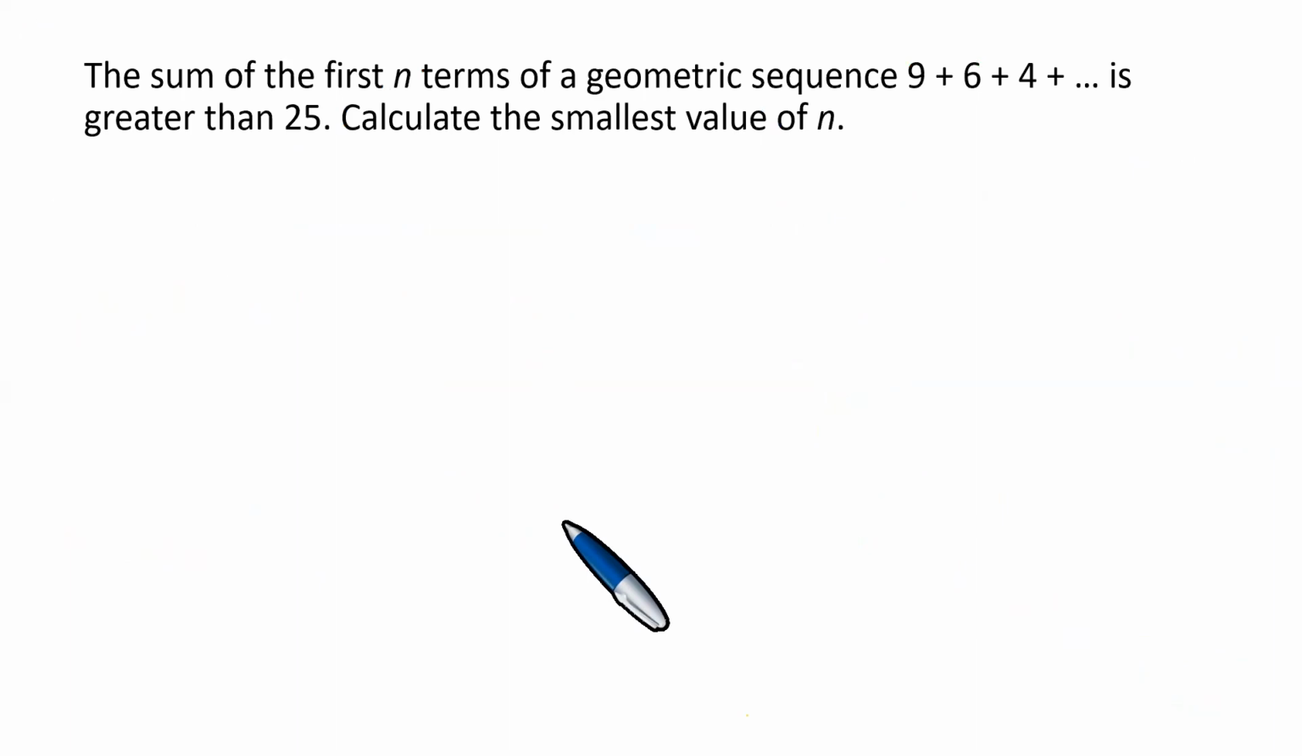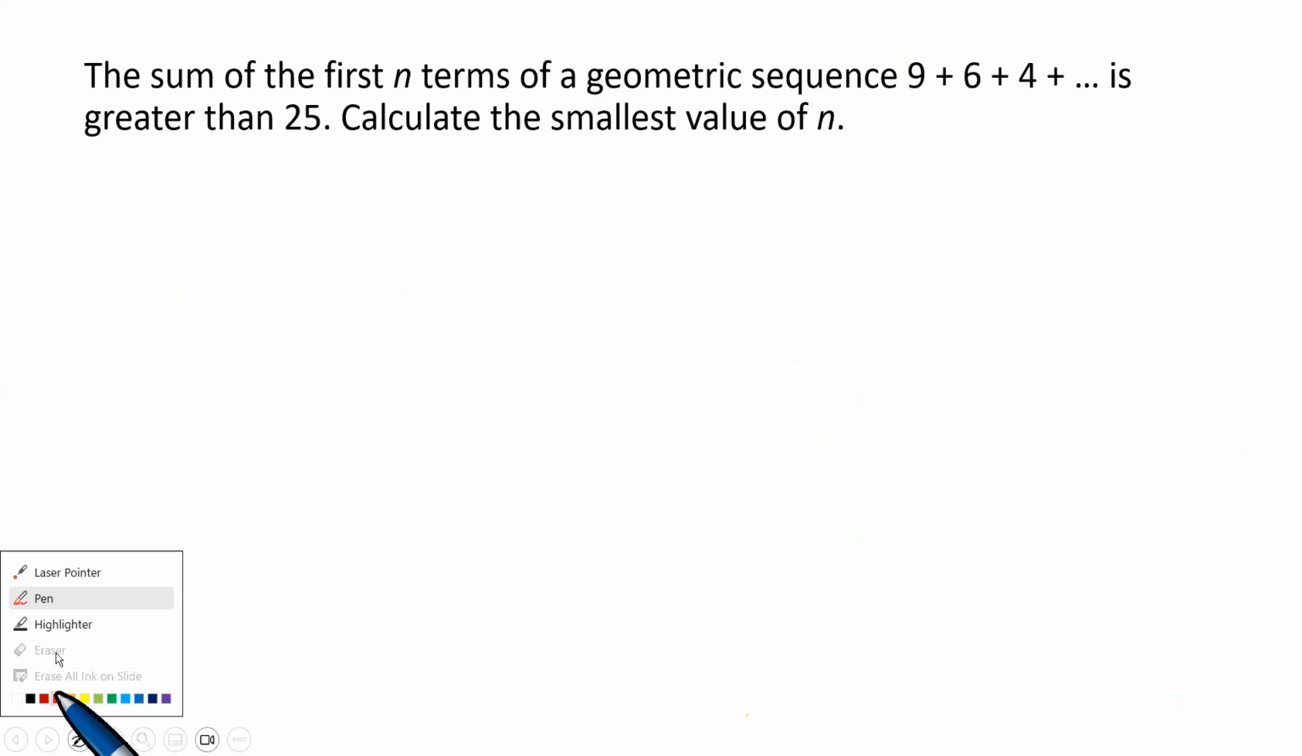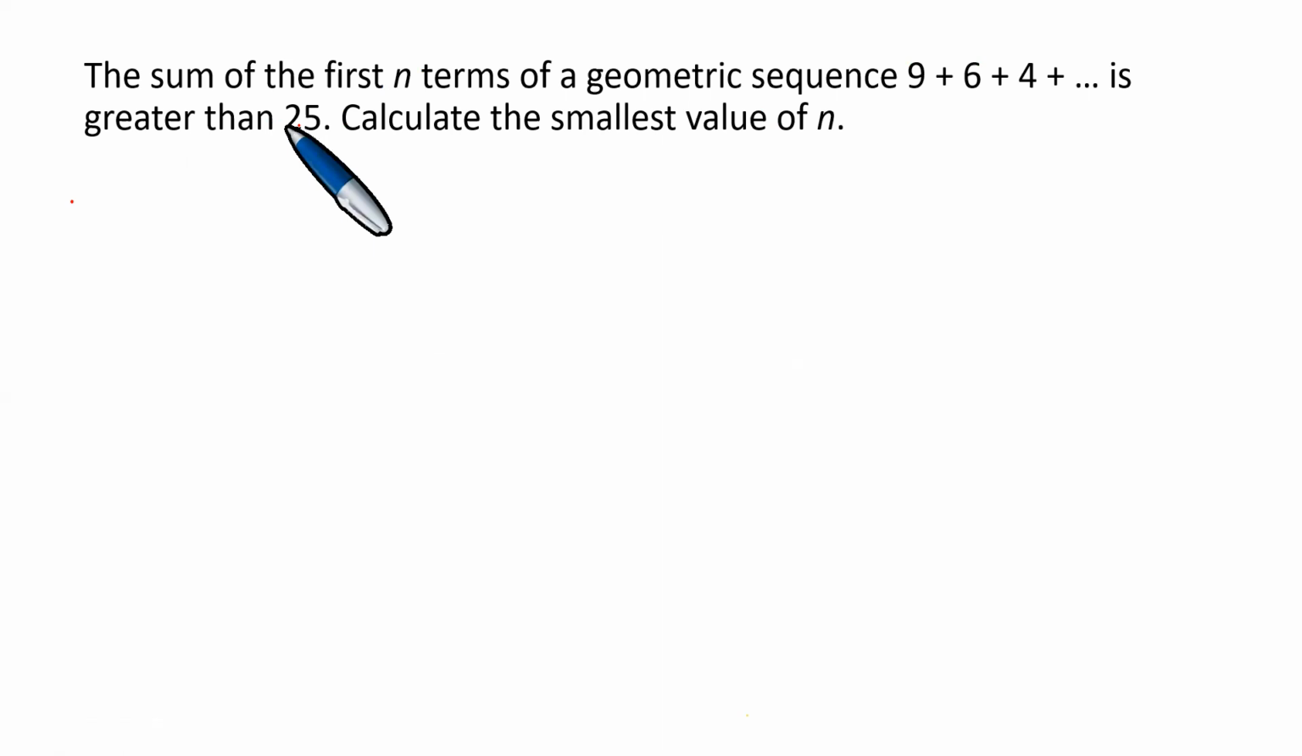The next question is about sequence and series. I just brought a question on sequence and series, so let's try this one quickly, and then I'm going to release you, and I'll be back at 2 p.m. for those who are free at 2 p.m. But we shall take a break quickly after this question. The sum of the first n terms of a geometric sequence, 9 plus 6 plus 4, is greater than 25. Calculate the smallest value of n.